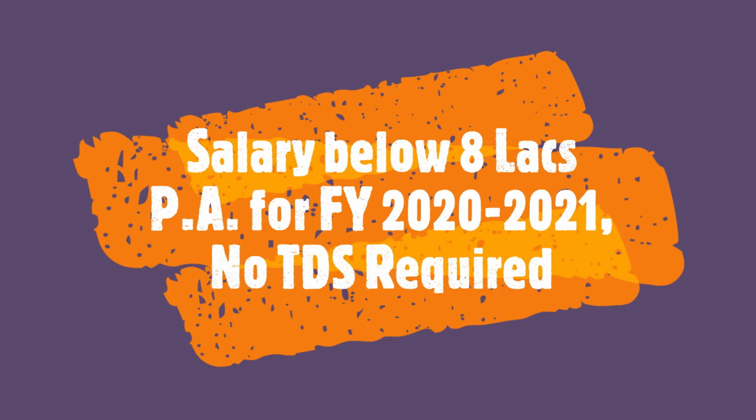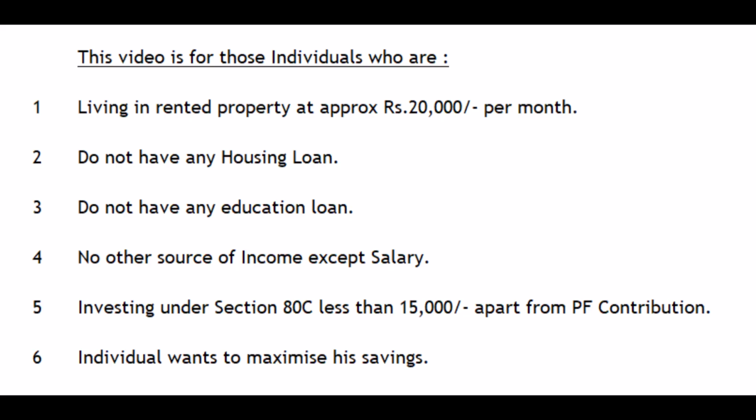So before we proceed, this video is prepared keeping in mind the following points. That is, you're living in a rented property and paying a rent of rupees 20,000 per month. You do not have any housing loan, you do not have any education loan, there's no other source of income except salary. Your investments under section 80C is less than 15,000, and you're an individual who wants to maximize your saving.